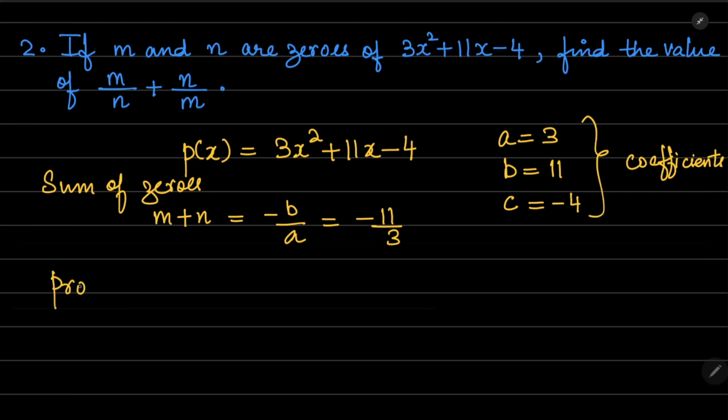Okay, so the product of the zeros, what is the product of the zeros? That is m into n is equal to c by a.